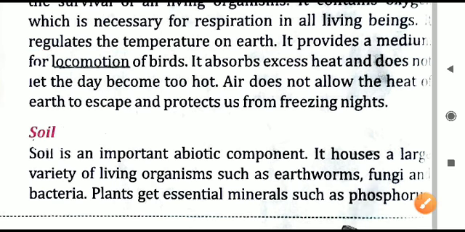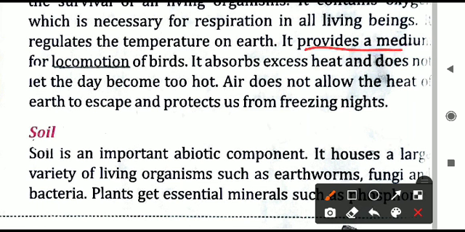Also, other than this, one more thing is given, that is it provides a medium for locomotion of the birds. Locomotion means movement of the birds. Birds can easily fly in the air only. If air is not there, then how can birds fly? So that is logical only.